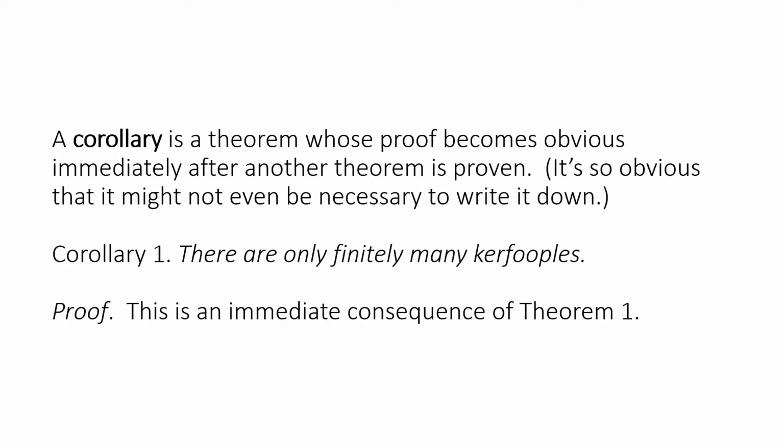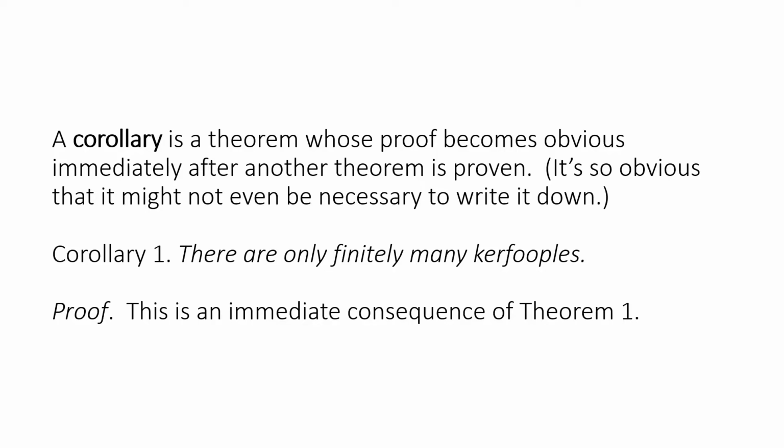And in some cases, it might be so obvious that the author who's writing down the corollary might not even write down the proof of the corollary. Sometimes they do. If they do, it's usually short, like one sentence. So in this one, corollary 1, there are only finitely many Curfupals, and the proof is an immediate consequence of theorem 1. So what is actually obvious?